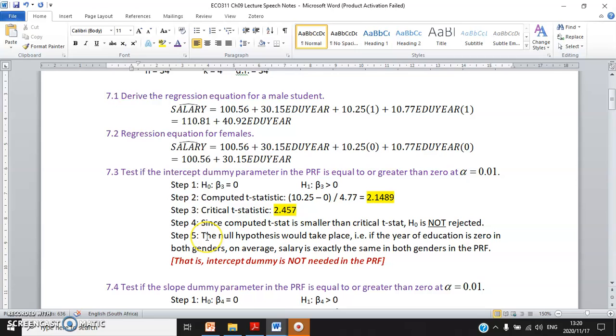Okay, so let's look at step 5. So the null hypothesis will take place. That is, if the years of education is 0 in both genders on average, salary is exactly the same in both genders in the PRF. So the conclusion is, although we use the intercept dummy, the male dummy in the sample regression function, from this hypothesis testing result, the conclusion is that in the PRF, there is no need to include the male intercept dummy, meaning in the PRF, there is no gender difference in the constant. Okay, happy with that?